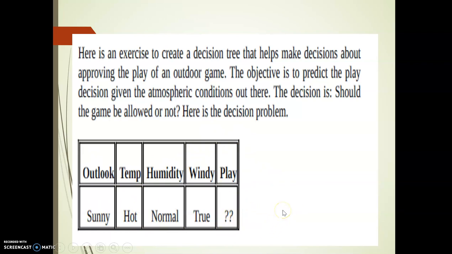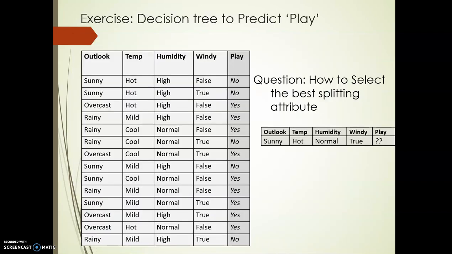So these are the input values that have been given for prediction. Let's see what can be done with the previous data that is available here. How can we solve it? This is the previous data that has been given with the decisions that were taken in different scenarios. For example, when the outlook was sunny, temperature was hot, humidity was high and windy was false, the decision was no. Similarly, when the outlook is rainy, the temperature is mild, humidity is high and windy is false, the decision was yes.